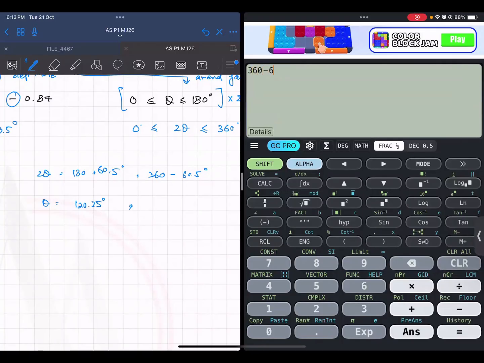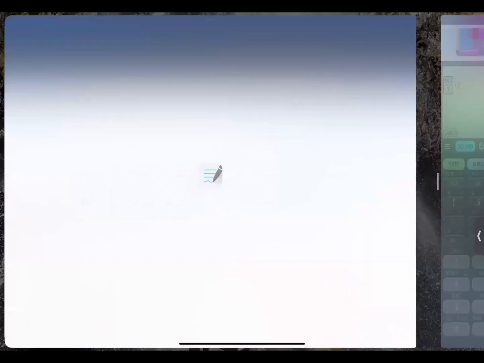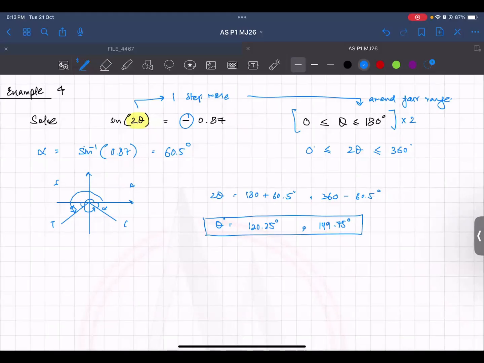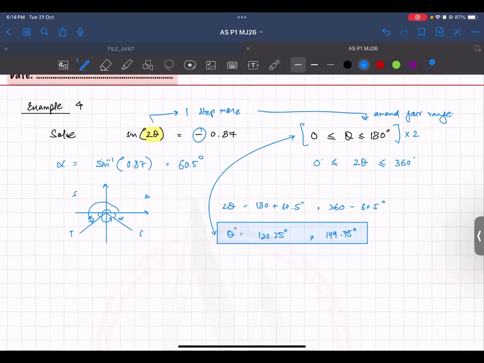Second one, 360 minus 60.5 divided by 2, 149.75. So now you can see the values of theta that you are getting are within the range. Look, the range of theta was between 0 and 180, and the solutions that you have gotten are also within the same range of theta. So you first of all amended your range according to the thing which is inside the trigonometric function, and you do exactly the same thing.